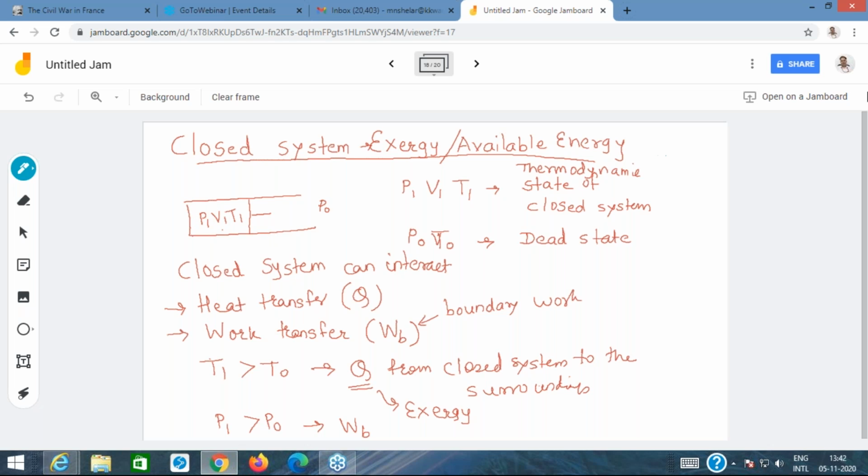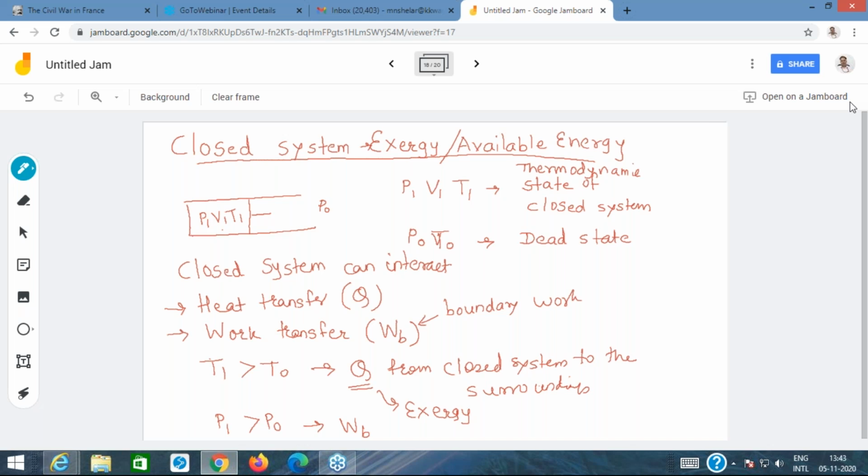Is this point clear that if you want to find the exergy of the closed system, you need to find the exergy of the heat which is associated with the closed system, and the exergy of the work which is associated with the closed system? Okay, so Ganesh is saying that he has understood this point. Now, how do you find the exergy of the heat transfer?